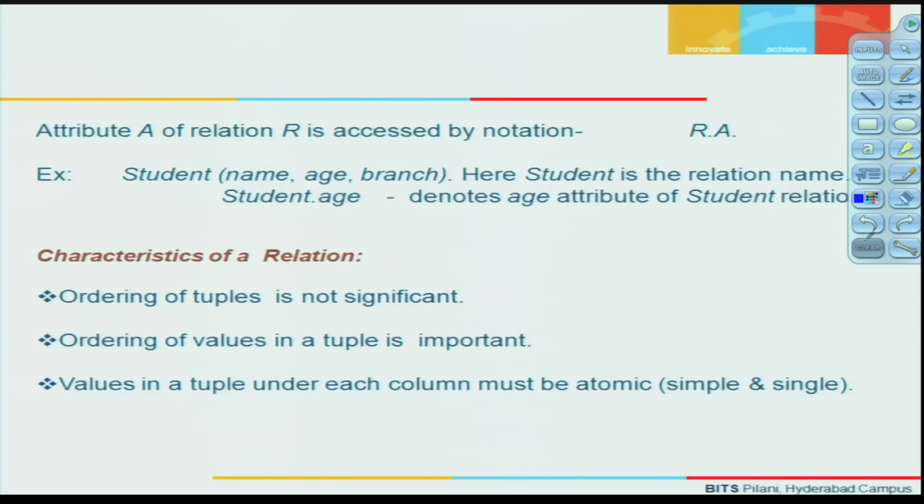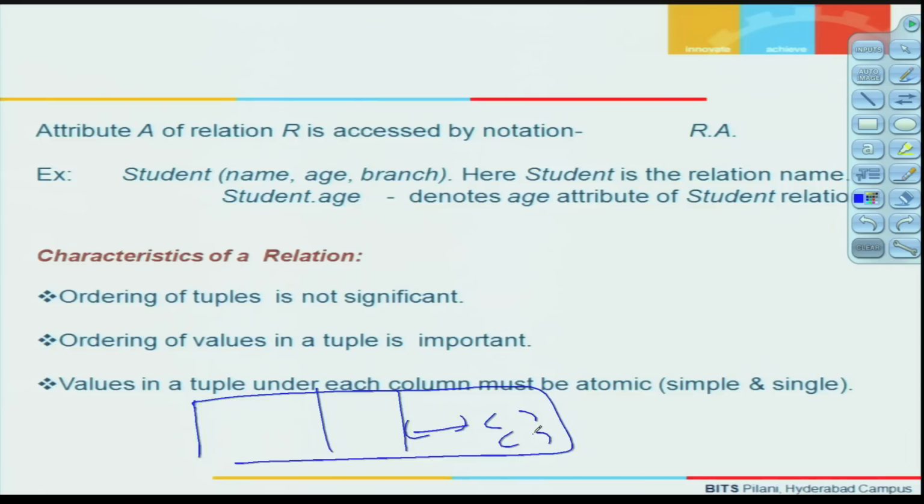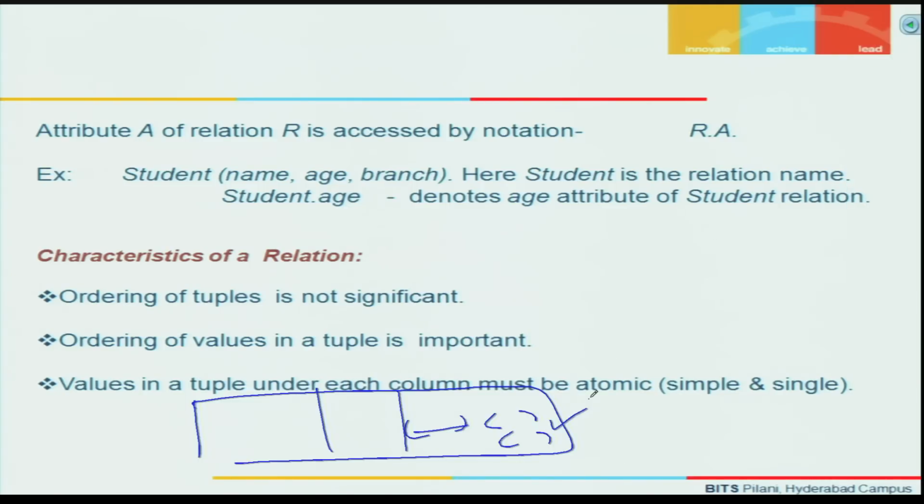And values in a tuple under each column must be atomic. That means simple and single. That means if you have a row like this, I cannot have value 1, value 2 and value 3 like this. If such is the case, this becomes a multi-valued attribute. Multi-valued attributes are not possible in the relational model. Under any column for any row, I cannot store multiple values. It is not possible.